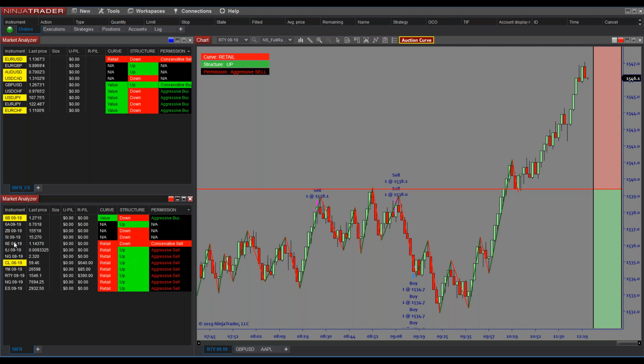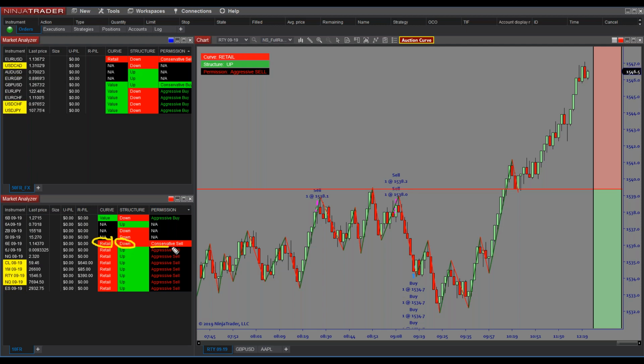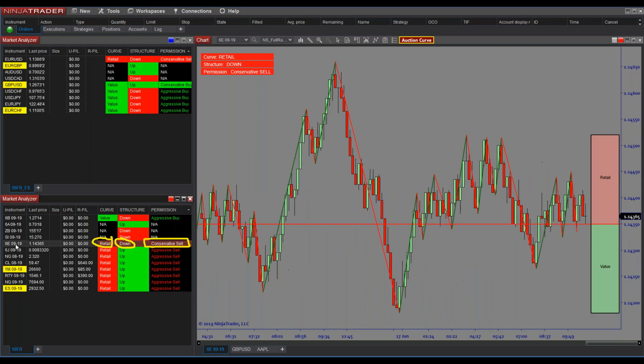So I can see right now that the 6E is expensive, okay? The 6E is in an expensive area. Structure is down right now. I can look for a conservative sell. That doesn't mean you're just going to sell our software. It means I would look for either a supply zone, a resistance zone, a momentum short, anything to do with your strategy. Let's go take a look at the euro. Let's just click on the euro.